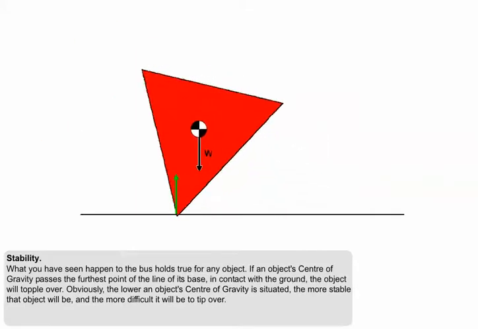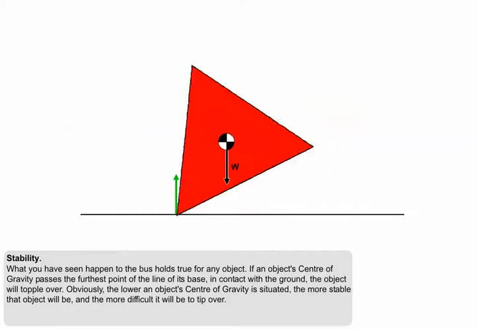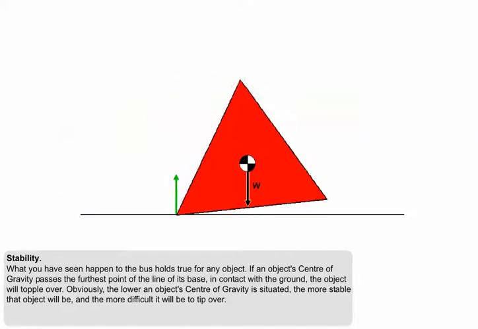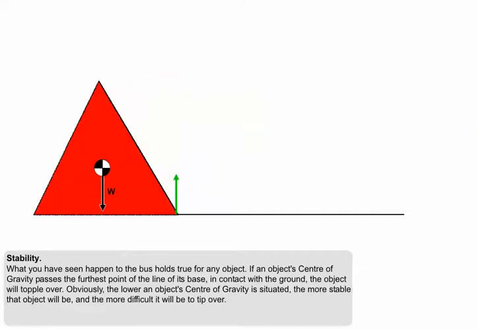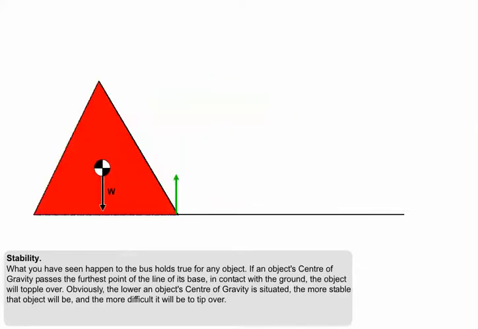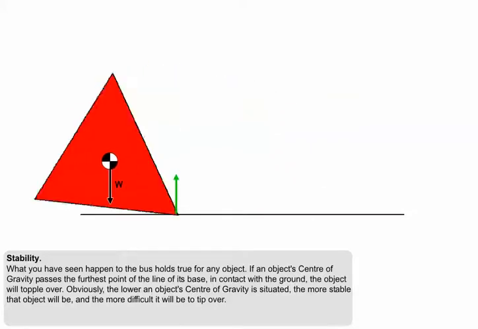What you've seen happen to the bus holds true for any object. If the object's center of gravity passes the furthest point of the line of its base in contact with the ground, the object will topple over. Obviously, the lower an object's center of gravity is situated, the more stable that object will be, and the more difficult to tip over.